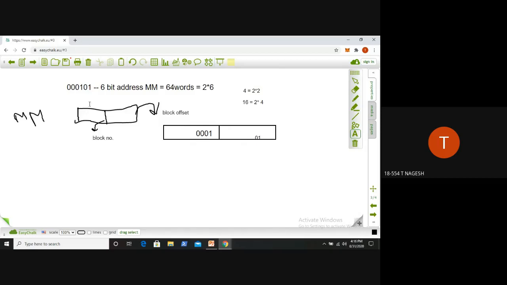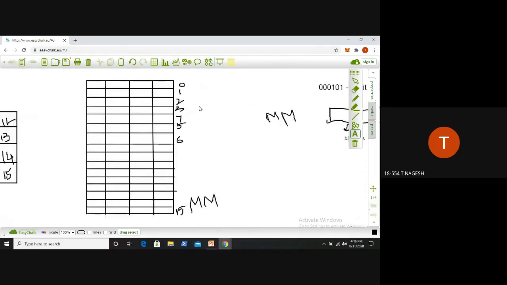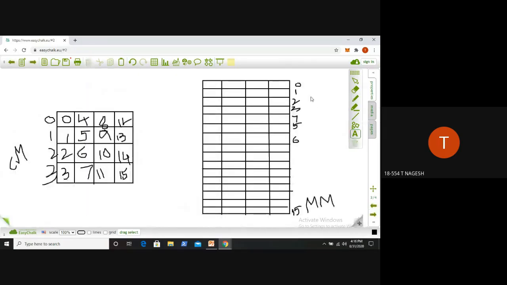Here 00, this entire 6-bit address is divided into two parts. One is block number 0001 and the other is block offset, which is 01. So let us come back and trace this address onto our main memory block. Here, 0001 represents what? That is a binary representation.